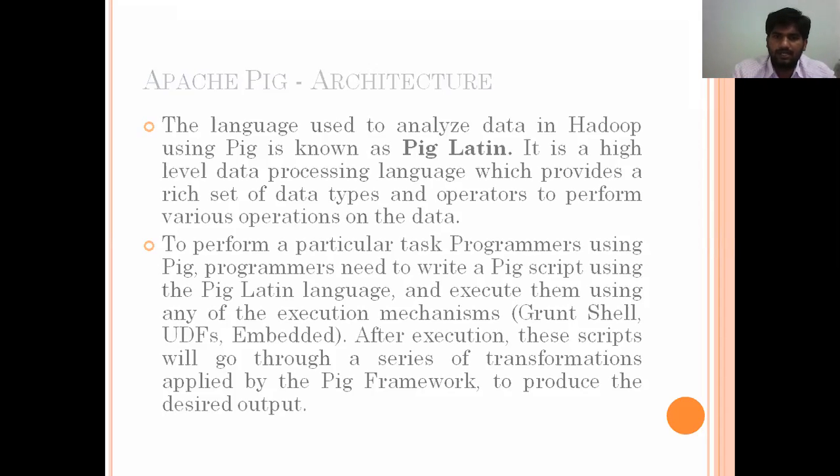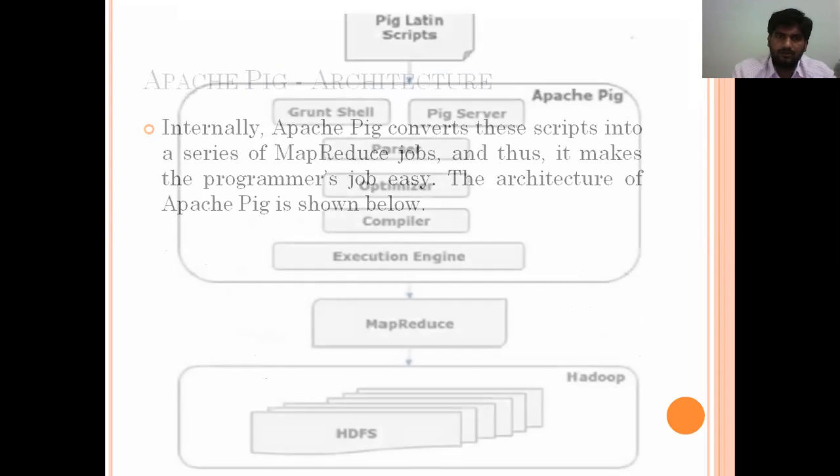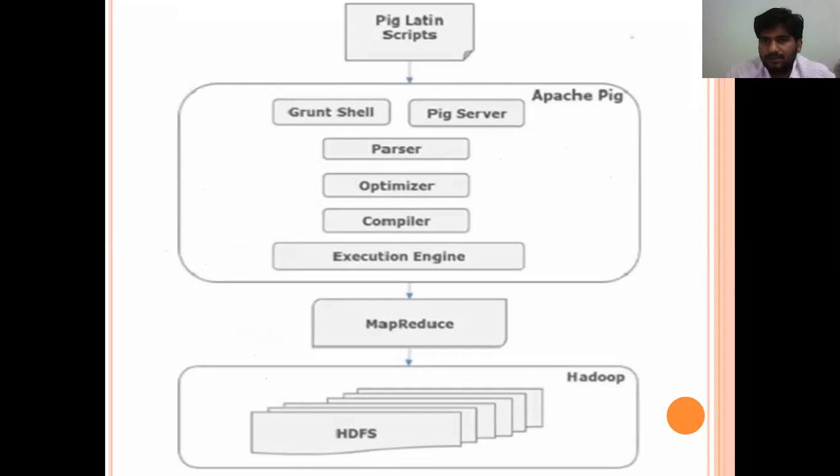I will show you that diagram. So this is a Pig Latin script. Apache Pig contains the Grunt shell and Pig server. Then we have the parser, optimizer, compiler, and execution engine. Then it is submitted to MapReduce. So how can we submit the data directly to MapReduce? Before processing the data in MapReduce, we can process the data easily before itself, then we can submit it to MapReduce.